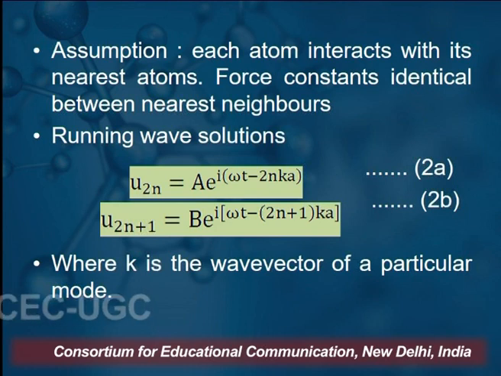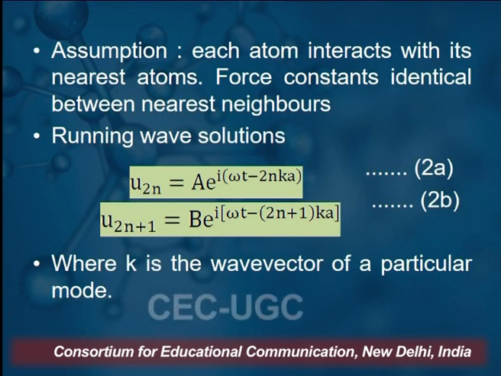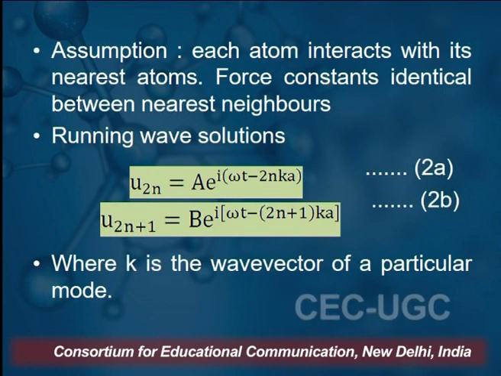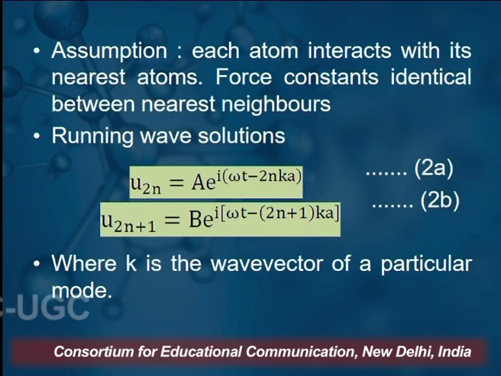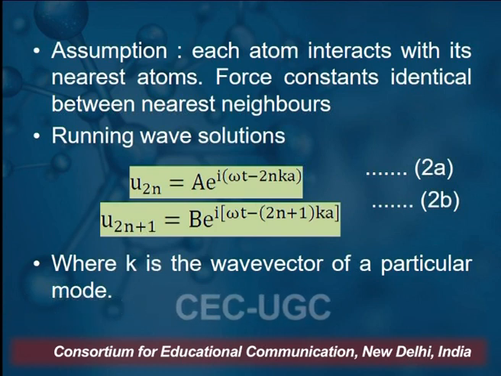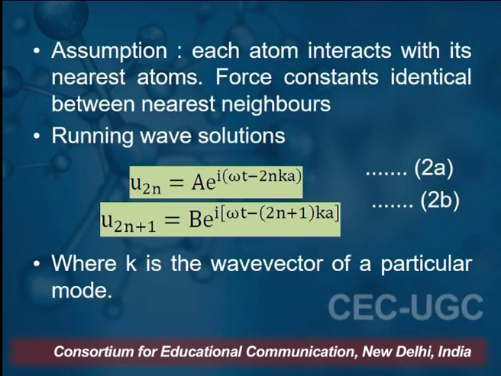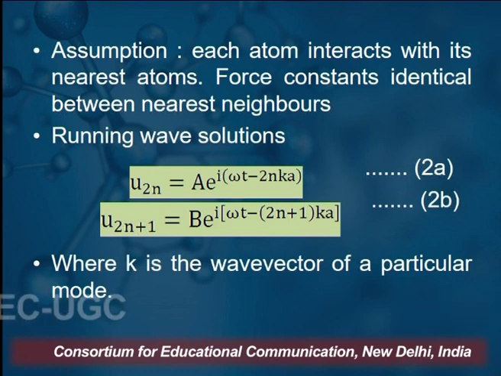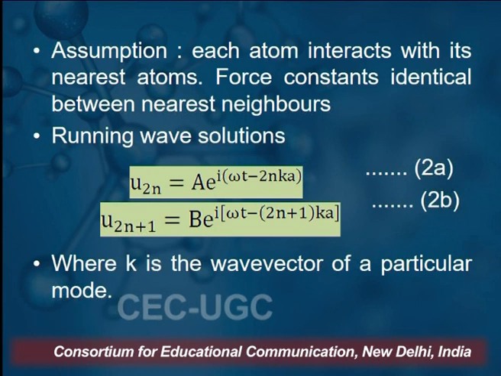Now, for equation 1, the running wave solutions will be of the form U2n equal to A e to the power of i omega t minus 2n Ka, and U2n plus 1 will be B e to the power of i omega t minus 2n plus 1 Ka. In this case, K is the wave vector of a particular mode. Now, because there are two different masses, the amplitudes A and B will be different in this case.